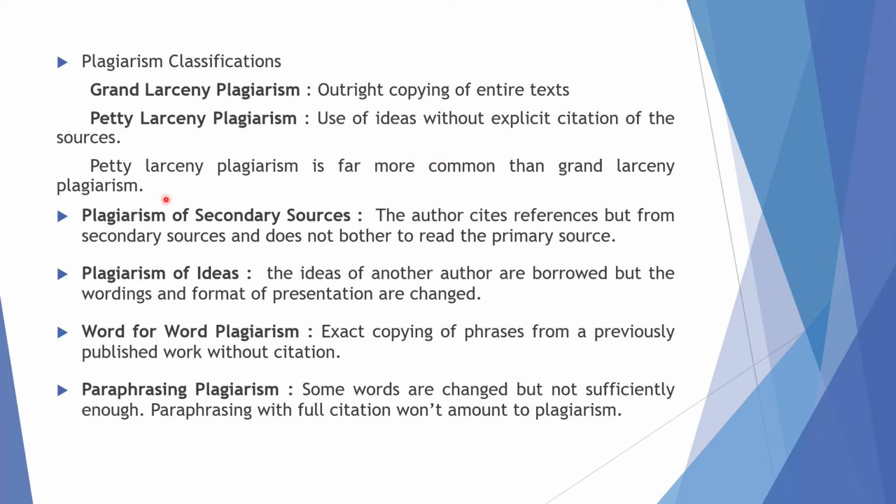Okay, so we move to the plagiarism of secondary sources. What does the author do here? The author is citing references, but from secondary sources. He has not read the original source. He does not bother to read the primary source, but he cites references from secondary sources. Say, for example, you're reading a journal article, and from its bibliography or references, you're quoting those references and putting them into your paper. You're not reading those primary sources. That is what is plagiarism of secondary sources.